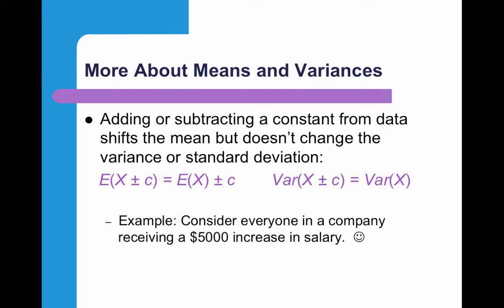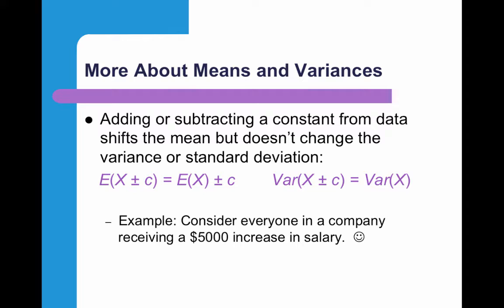The way that this would be written out is that your expected value of your variable x, if you add or subtract a constant to it, is going to be equal to your expected value plus or minus your constant. For your variance, when you add or subtract a constant to your variable, it doesn't change your variance. It still stays the variance of x. Same thing would apply for your standard deviation, because if your variance isn't changing, your standard deviation isn't changing.